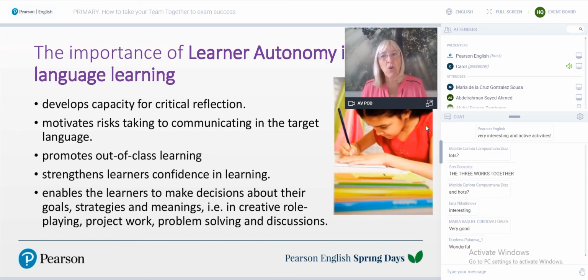Now that's a little bit of a big word for young learners, but they do know when they can change and adapt what they need to do. It motivates risk-taking to communicate in the target language.